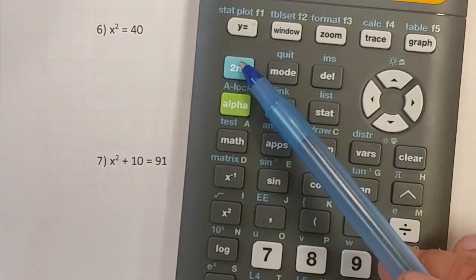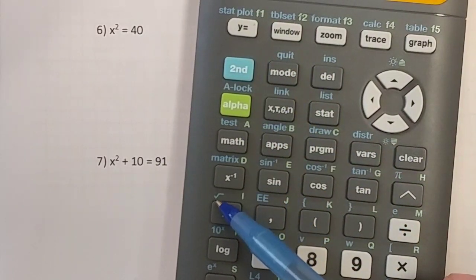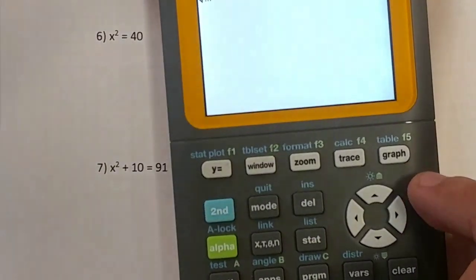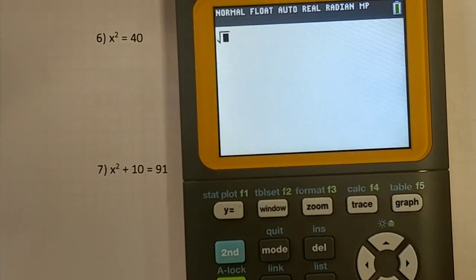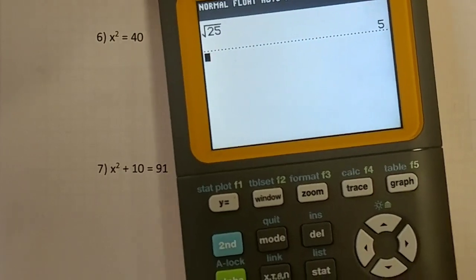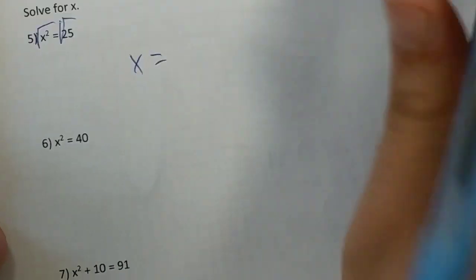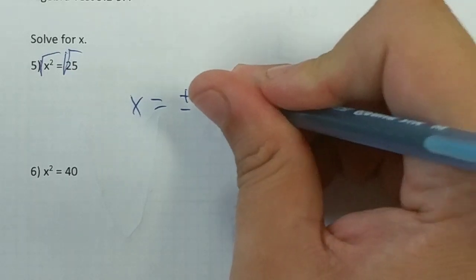From here, you're going to click second, and you see where the x squared is. Above it is the square root. So you click that. So then you're going to have a square root symbol here. And I'm going to type whatever I want. In this case, 25. Hey, now here's something important. The calculator will only tell you 5. But remember, 5 is not the only answer. X is also plus or minus 5.